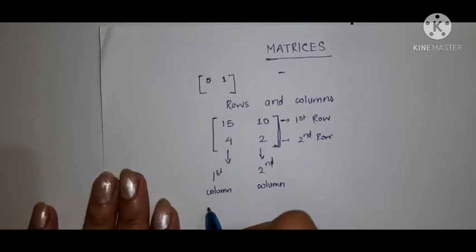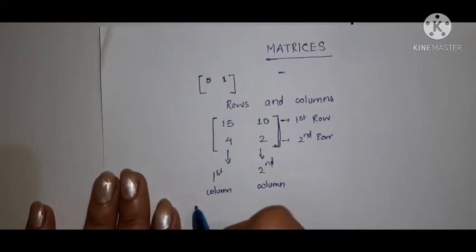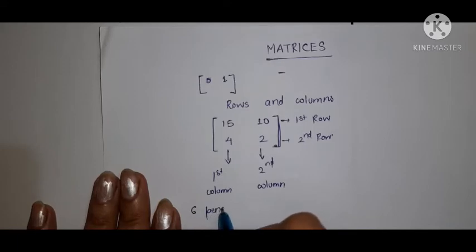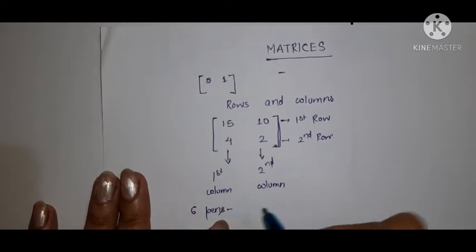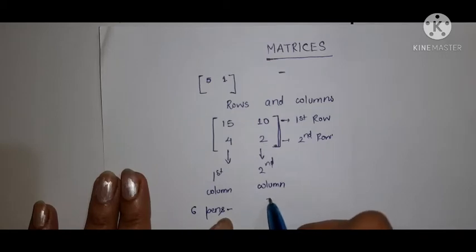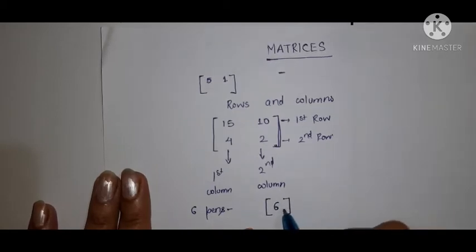Suppose we have to show that a person has 6 pens and we want to write it in matrix notation, so we just write 6 and it is understood that it denotes the number of pens a person has.